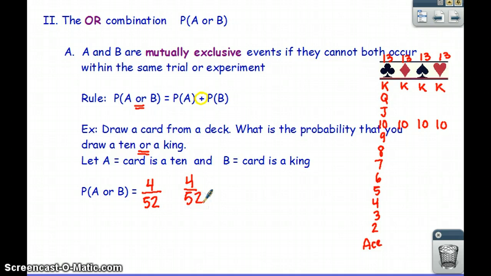So 4 out of the 52 cards are kings. It's an OR problem, so I'm going to add those probabilities up. That gives me 8 out of 52, which reduces to 2 out of 13. So the chance that I either pick a 10 or a king from a deck of cards is a 2 out of 13 chance.